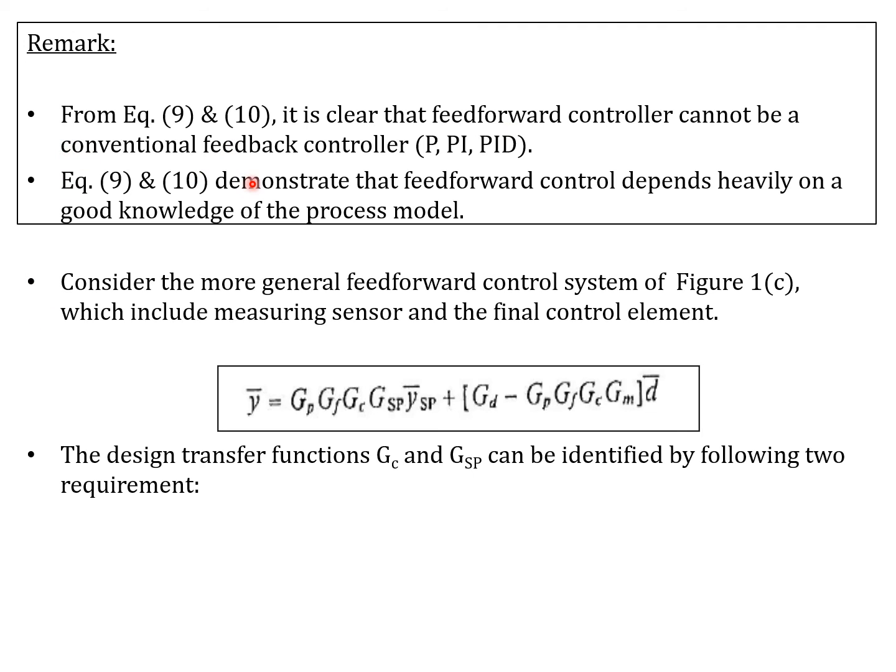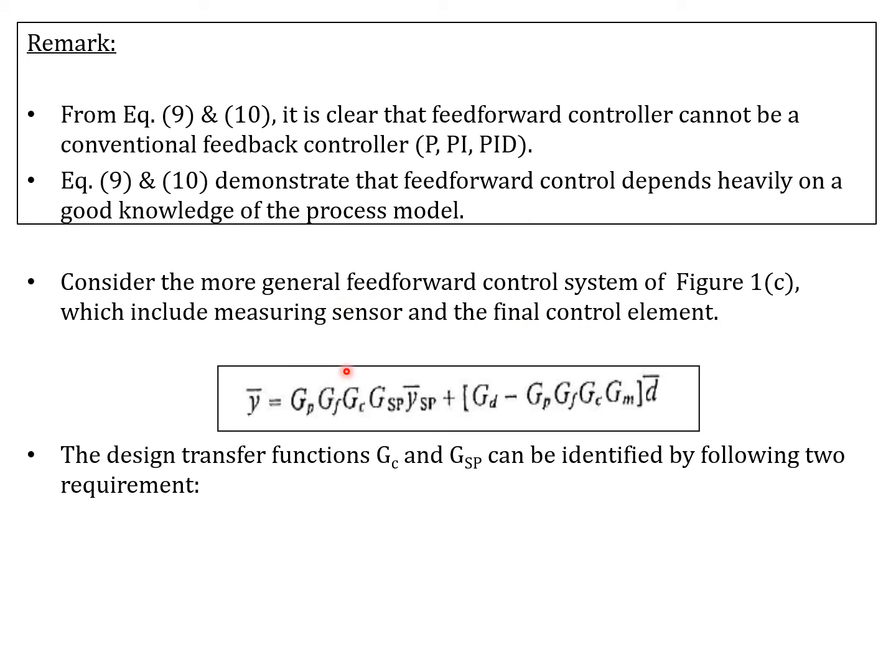And equations 9 and 10 demonstrate that feed-forward control depends heavily on good knowledge of the process model. Again, we need to have the process model very well defined, because you have to relate that disturbance with respect to the manipulated variable very well. If you do not have that, then you're not able to get a good feed-forward control design. So that's very important that we make sure we have that.